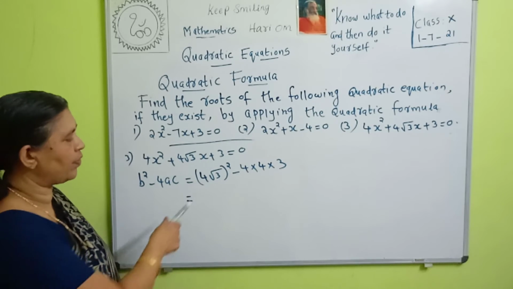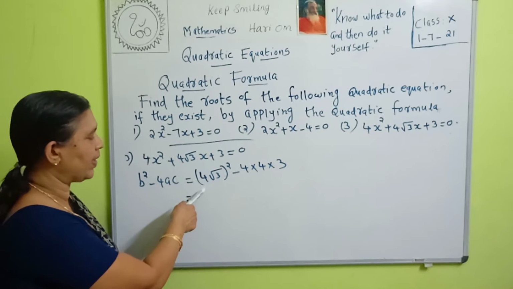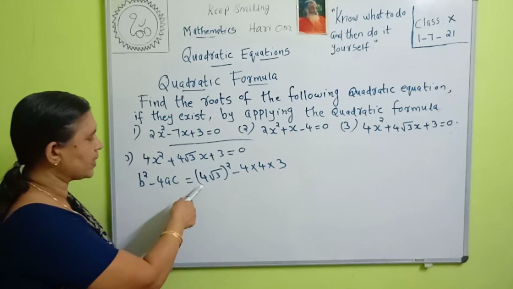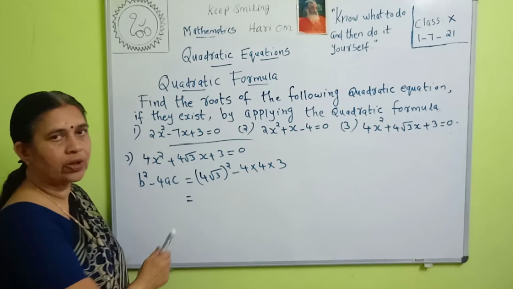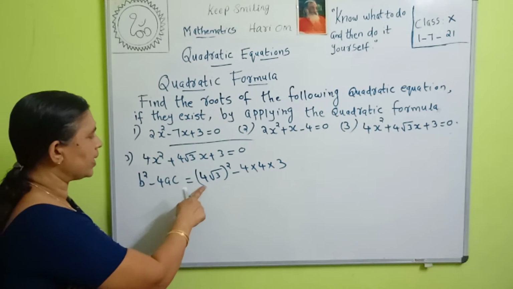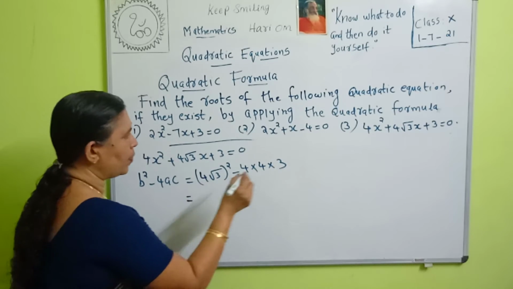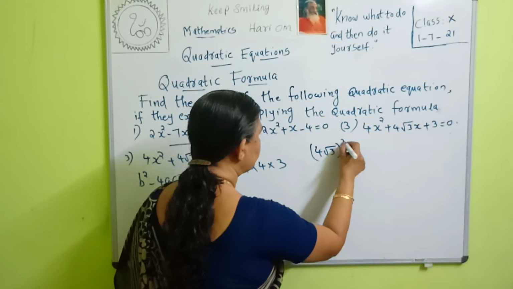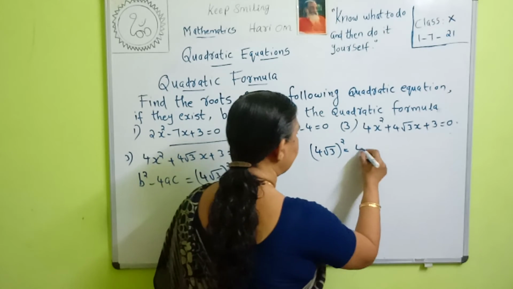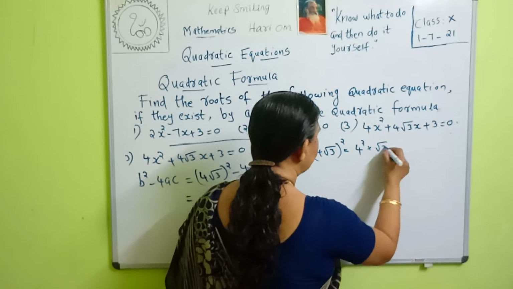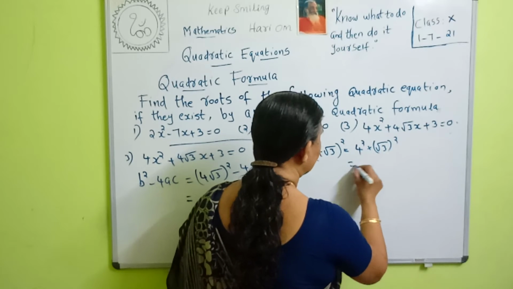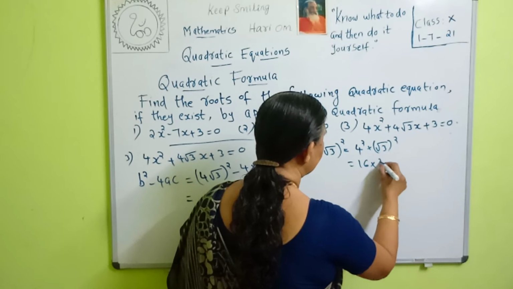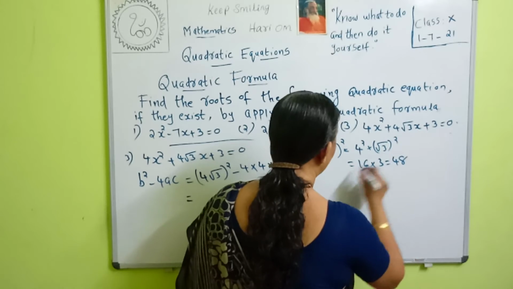To find 4 root 3 the whole square, what do we do? We have to find the square of both the numbers. 4 square is 16. Root 3 the whole square is 3. So 4 root 3 the whole square is equal to 4 square into root 3 the whole square. 4 square is 16, that is 16 into 3, which is equal to 48.